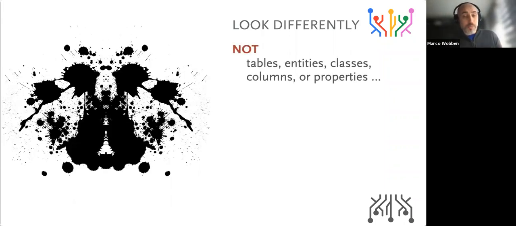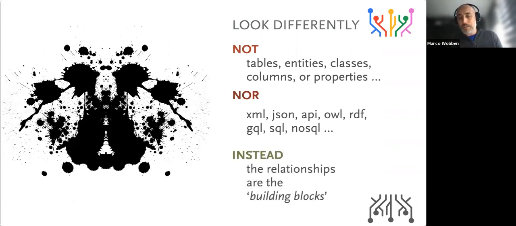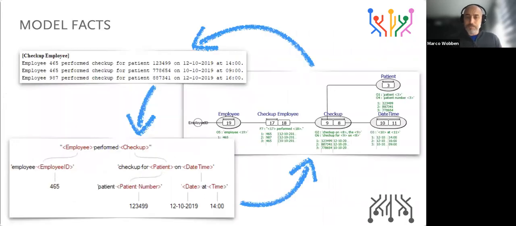We are not talking about modeling tables or entities and classes, nor columns and properties, etc. We're not going to model XML or JSON or SQL or RDF or any of the other flavors. What we're really interested in is the actual relationships themselves. Those are the building blocks. And this requires us to look differently at data and information.